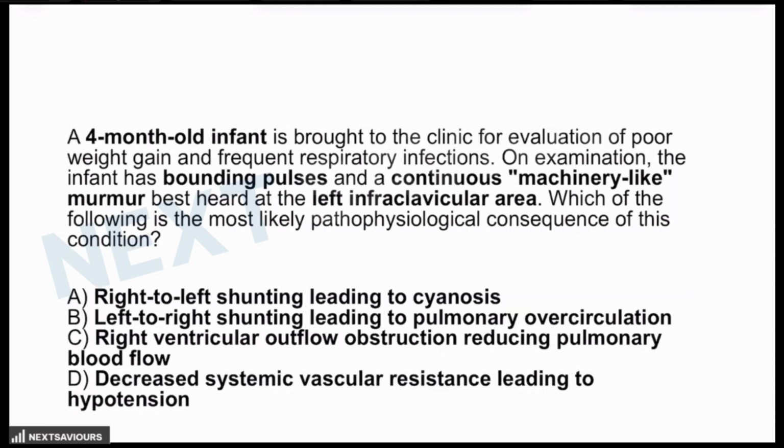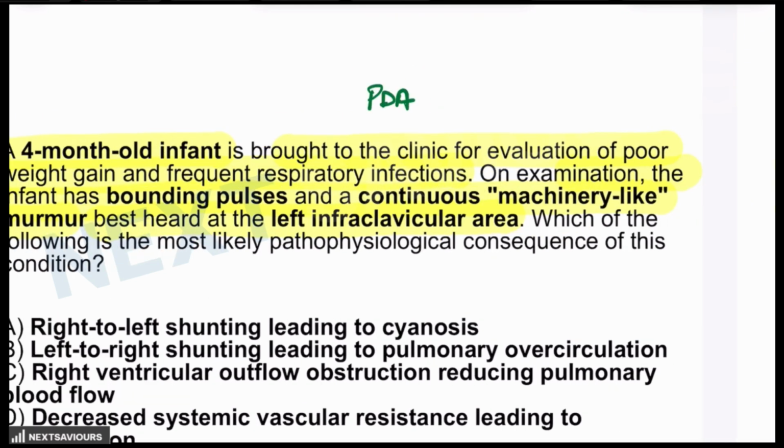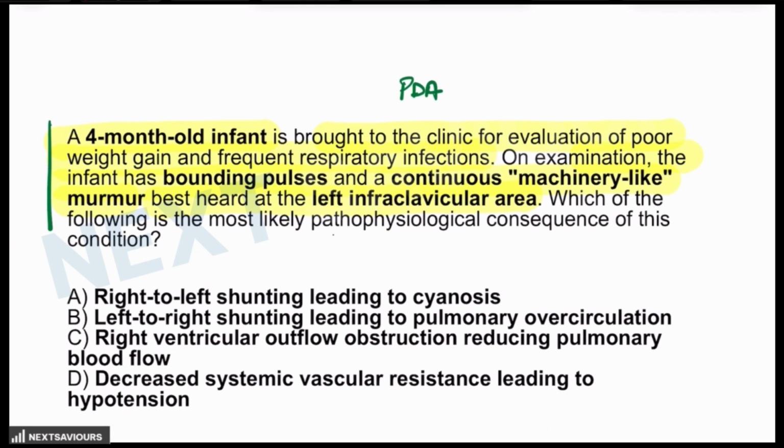Now, the question related to PDA is that a 4-month-old infant is brought to the clinic for evaluation of poor weight gain and frequent respiratory tract infections. On examination, the infant has bounding pulses and a continuous machinery-like murmur, best heard at the left infraclavicular area. By looking at what is provided in the question, you have made the diagnosis of patent ductus arteriosus. But here they are not asking about the diagnosis, they are asking what is the pathophysiological mechanism behind this.